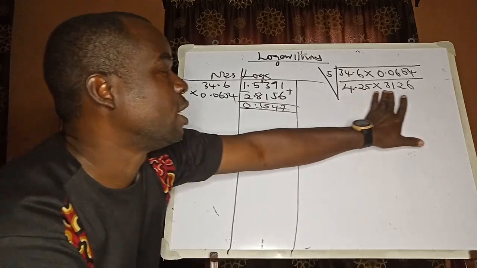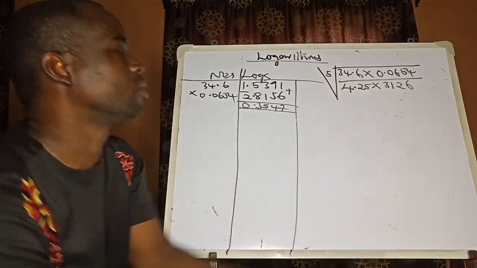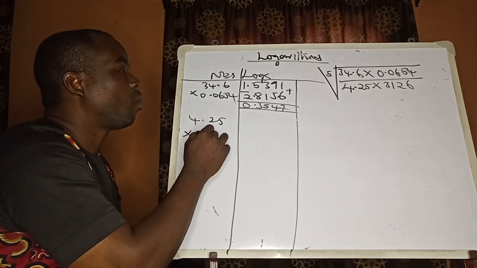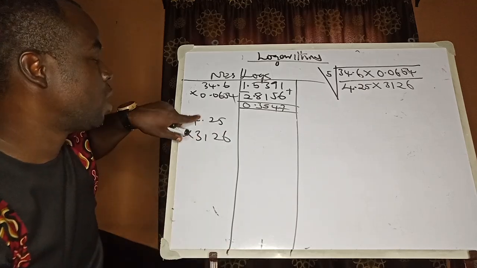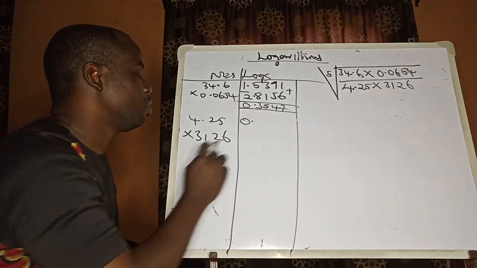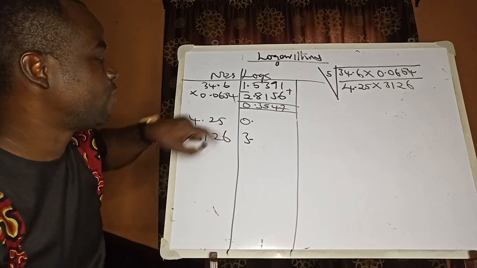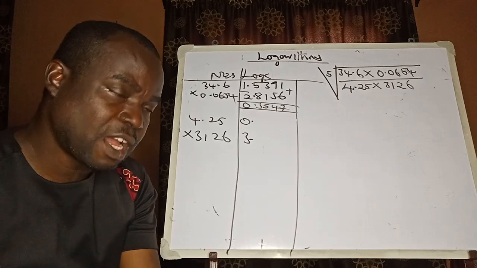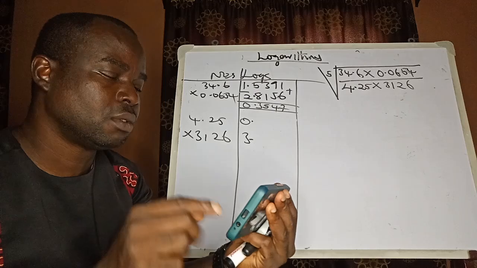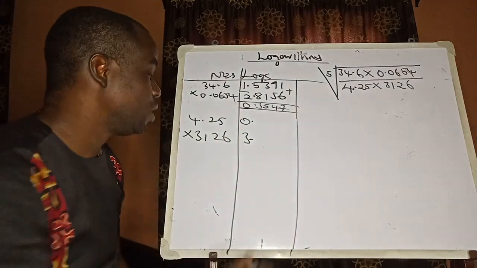Let us now solve this one down here. We're going to do 4.25 times 3126. So we have 4.25 times 3126. This one has one number before the point. 1 minus 1 is 0. This one has 4 numbers. 4 minus 1 is 3. So check 42 under 5 here. 42 under 5 will give me 6284. Compare with your own log table and see.